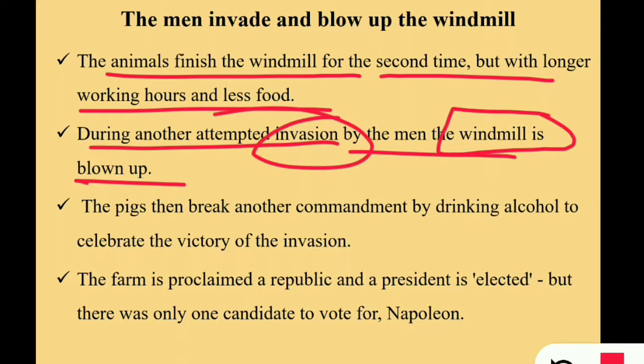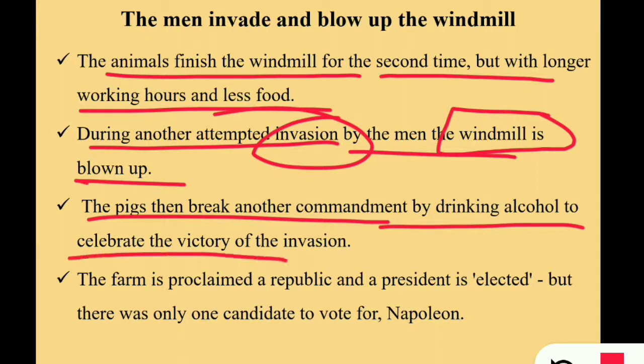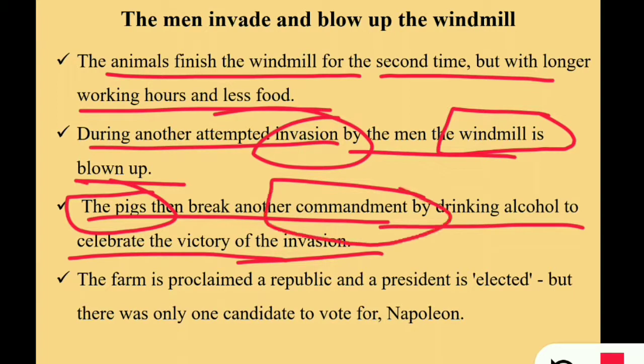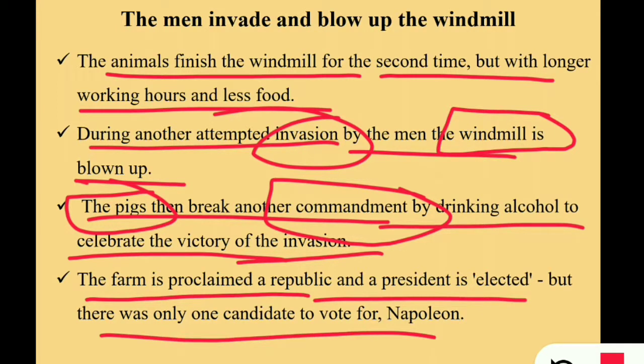The pigs then break another commandment by drinking alcohol to celebrate the victory over the invasion. Here, the pigs started enjoying giving up their commandments, rules and regulations. The farm is proclaimed a republic and a president is elected, but there was only one candidate to vote for, that is Napoleon.